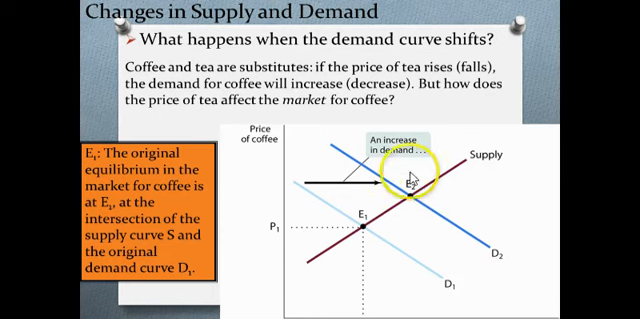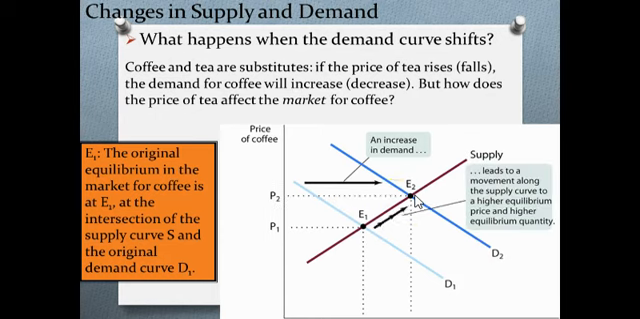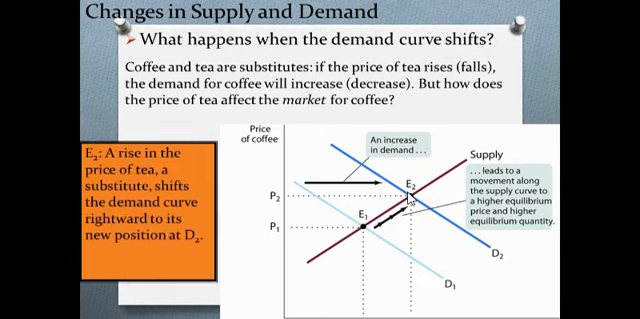Now, if you have an increase in demand for coffee, this is going to lead to a movement along the supply curve, okay? And you're going to shift to a new equilibrium. A rise in the price of tea, a substitute, shifts the demand curve rightward to its new position at D2. It's going to cause a movement along supply and a shift in the demand curve.